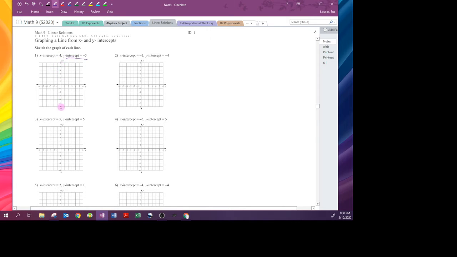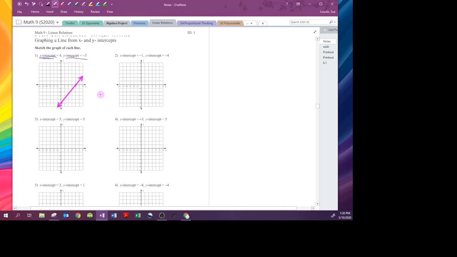So this is the y-axis, and it's going to cross the y-axis at the point -5, which is right here. And it's going to cross the x-axis at the value of 4, x equals 4. So that's right here. And then you just put a line through them. Okay, that is draw line. That's it. That's all you got to do.